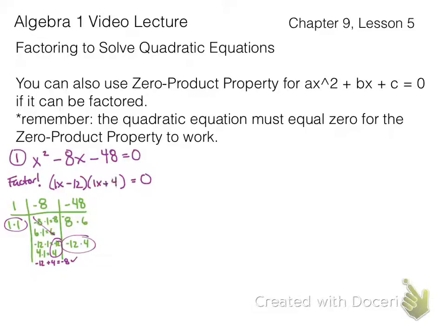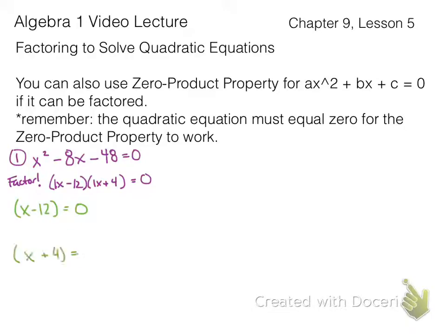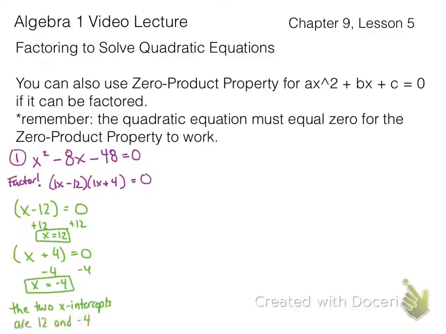You create your binomials. Since the product of the two binomials is equal to 0, we set both binomials equal to 0 and solve for x in each case. Well, there you go. So the two intercepts for this equation are 12 and -4. Make sense? Good.